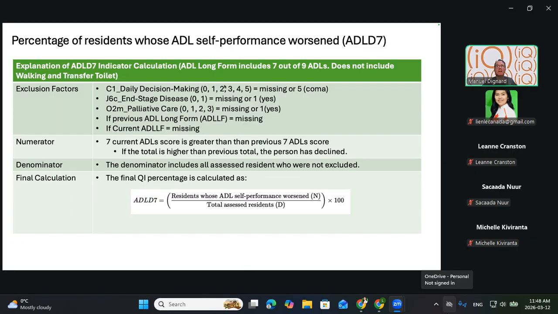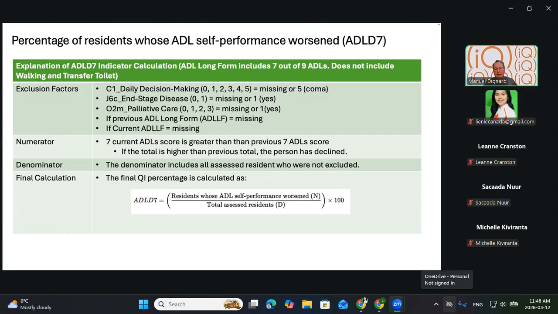So when we look at the calculation here, we're using all of the ADLs except walking and transfer. Okay? So we're looking at the ADL long form outcome scale. That's what we're looking at. So we have our regular exclusion. If you're not excluded, you're part of the calculation, okay? So you're part of the denominator. Now, if your ADL score is higher, means you're doing worse, you've declined, you worsened.